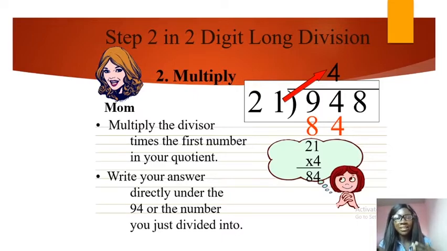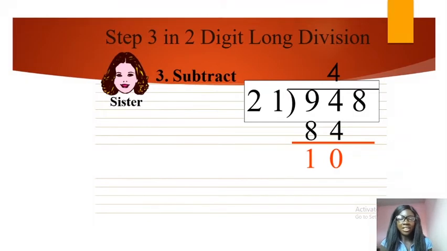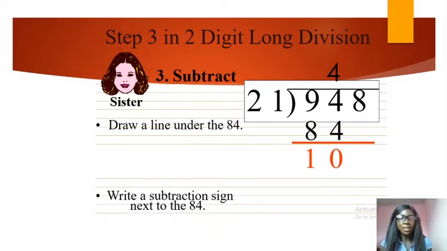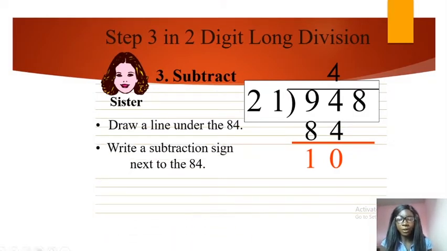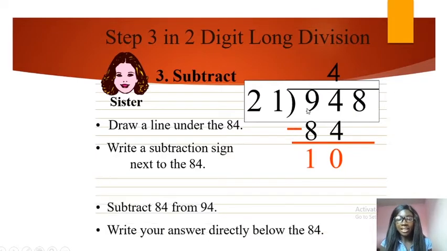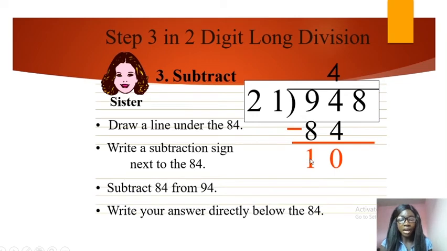So let's move to our sister. Our sister now is what? Subtraction. She said we should draw a line under 84. This is the line under 84. And we should use a subtraction sign next to 84. When we subtract 94 minus 84, we'll have what? 10. So you write your answer directly below what? 84. So this is our 10. So sister is done with her job.